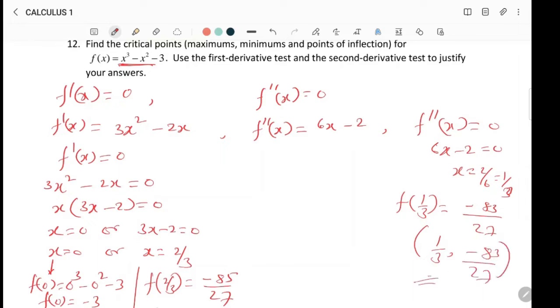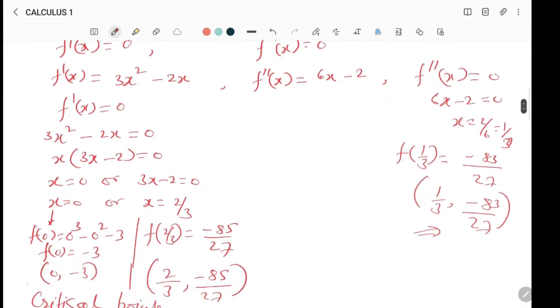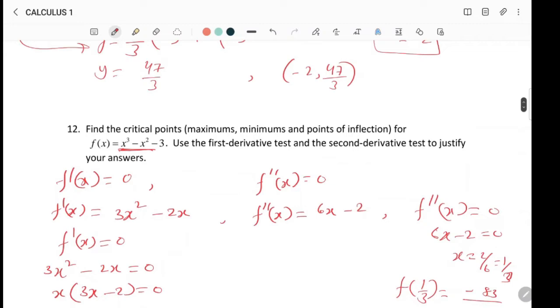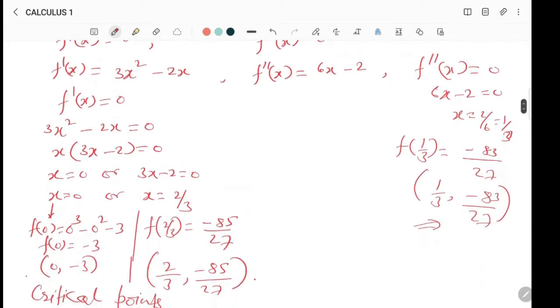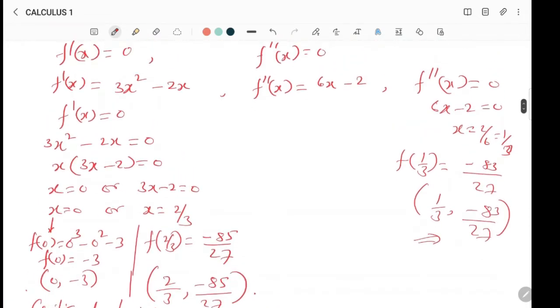So this is point of inflection, and these two are critical points, but they are talking about maximum. Find the critical points. They are not asking which point is maximum, which point is minimum. Suppose we need to check which one is maximum, which one is minimum. So we have two critical points, right? We have two critical points. So check.